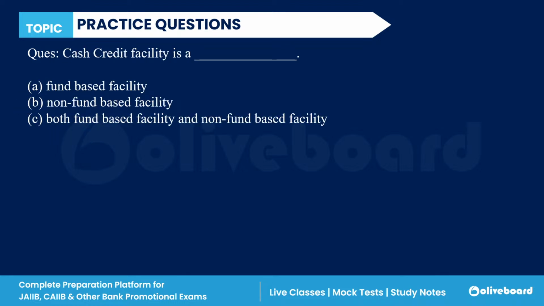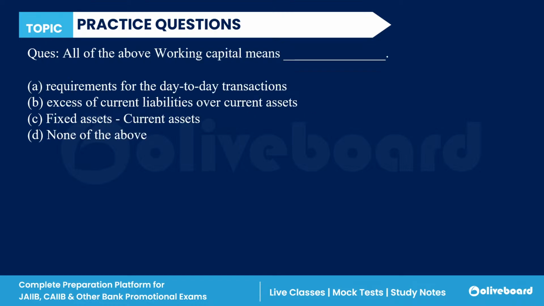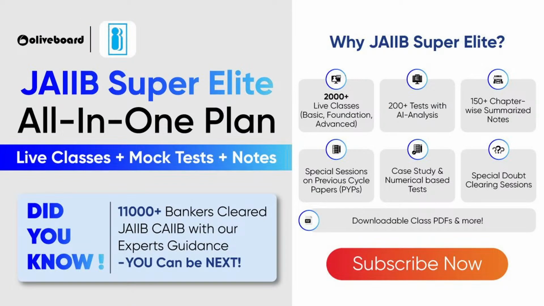If we talk about the cash credit facility, what is it? It is a fund-based facility. Now, working capital means what? What is working capital? Working capital is for fulfilling the day-to-day requirements of a business. So this is the complete chapter. I hope that you have all understood this chapter completely.